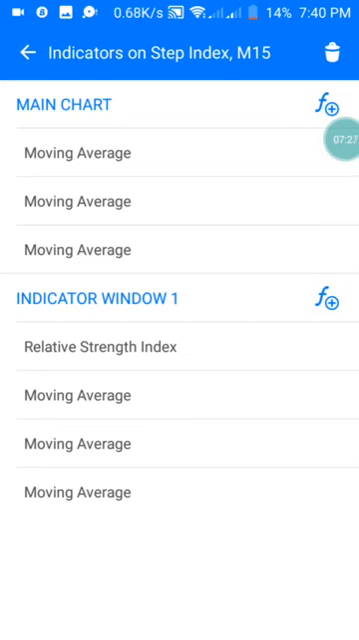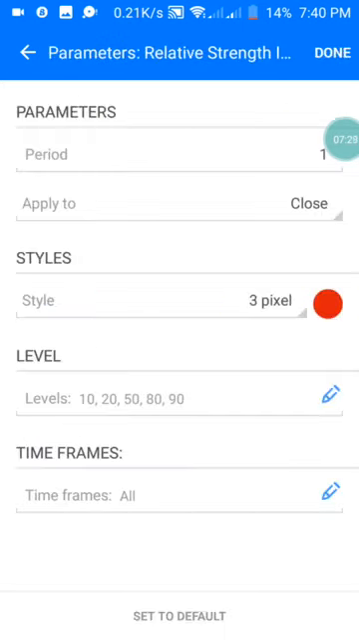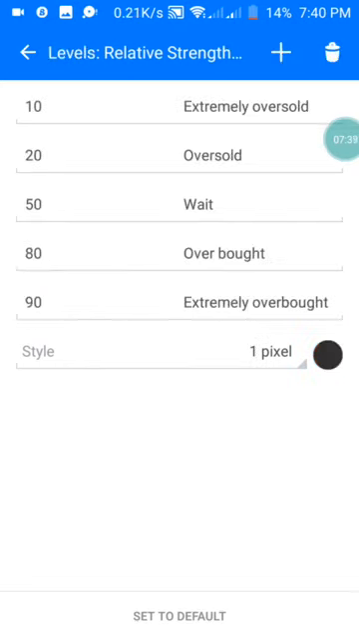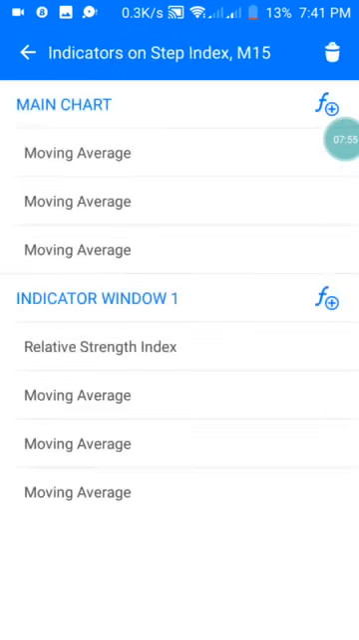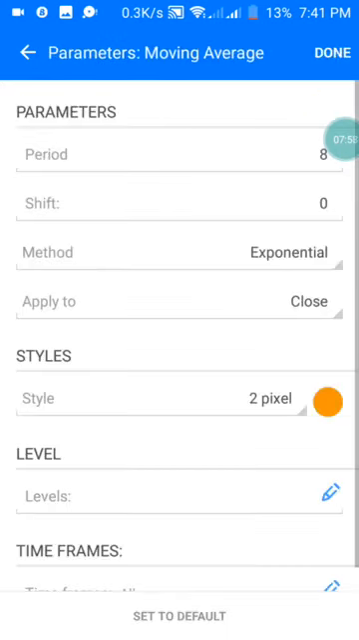We have our relative strength index. Our relative strength index has the period of 1, applied to close, and the style in red color, and our levels to be 10, 20, 50, 80, and 90, which are my oversold, weight, overbought, and my entry. So you can screenshot this place also and set it up on your phone, and press done. Then move to the first moving average on the period of 8, shift of 0.